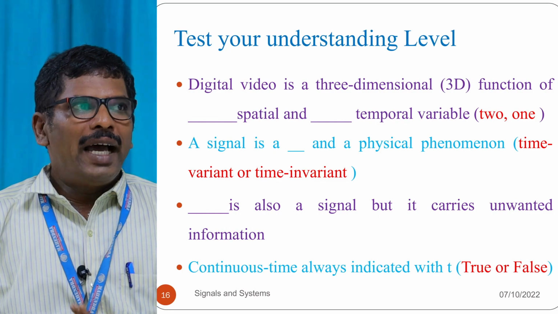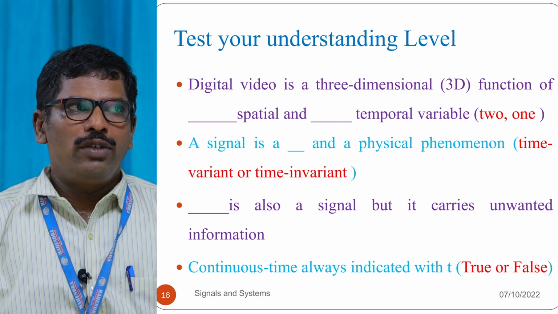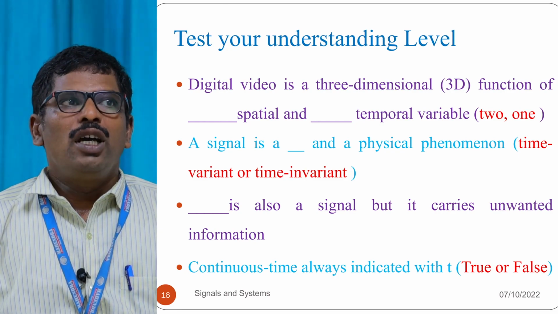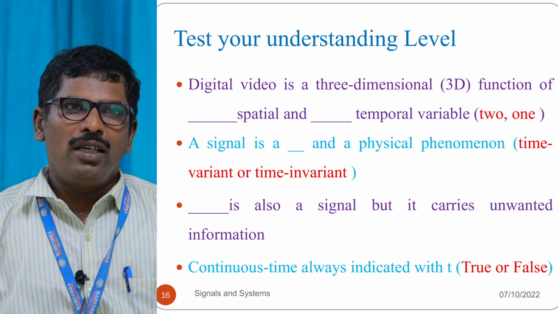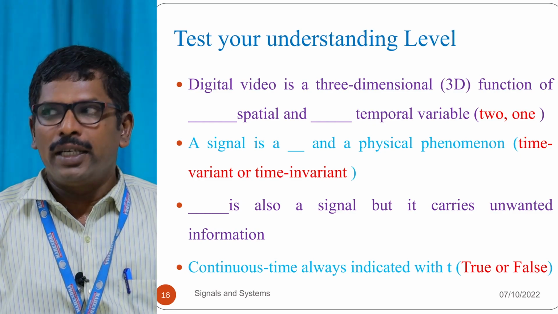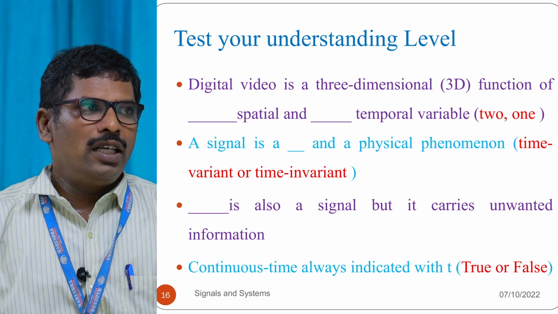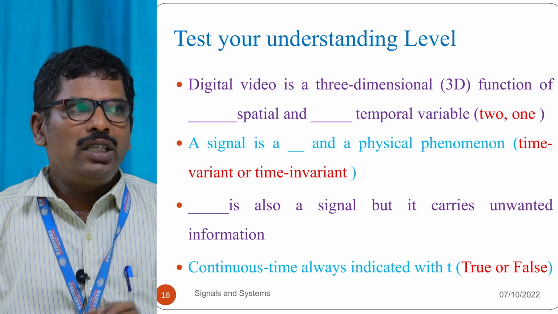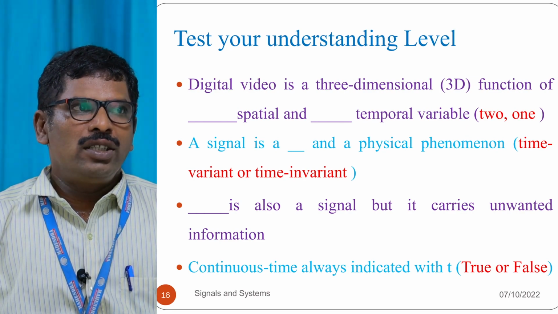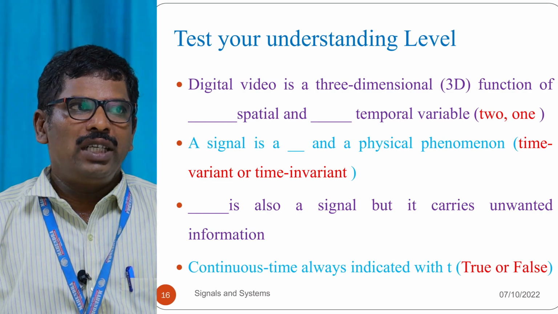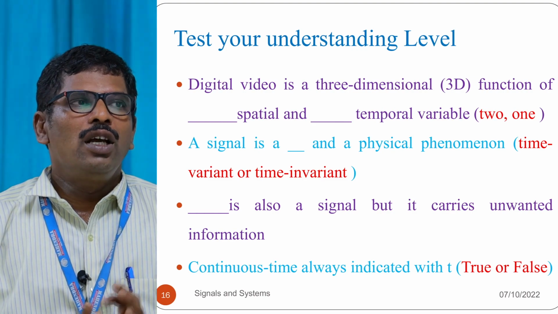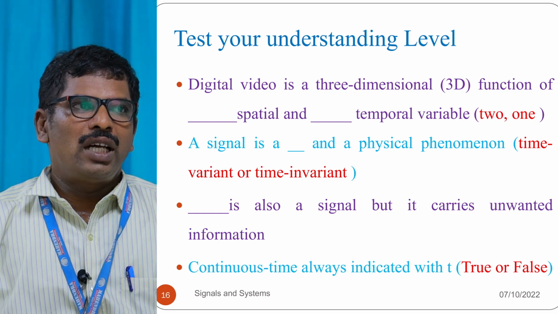And then, dash is also a signal, but it carries unwanted information. Here the answer is noise. Noise is also a signal, please note it, but it is an unwanted signal. For somebody a signal may be noise, and for somebody else the same signal may be wanted information. One more final question: the continuous time signal is indicated with T. The function is, true or false? Mostly we represent a continuous time signal with a T. So the last question's answer is true.